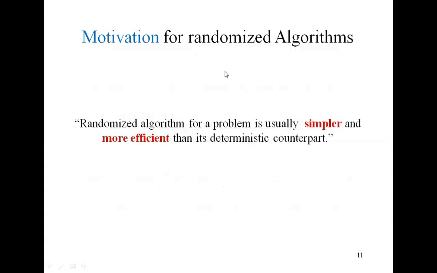So what is the motivation for randomized algorithms? Why are we using randomized algorithms? A randomized algorithm for a problem is simpler and more efficient than its deterministic counterpart. So we have deterministic algorithms and randomized algorithms. Compared with deterministic algorithms, randomized algorithms are simpler and also more efficient. That is why we are using randomized algorithms.